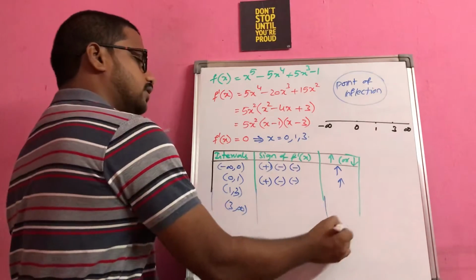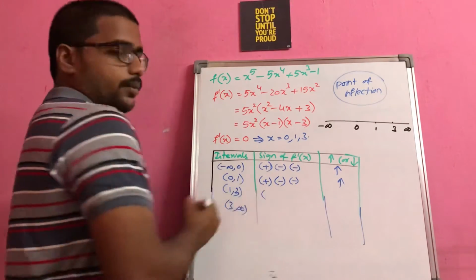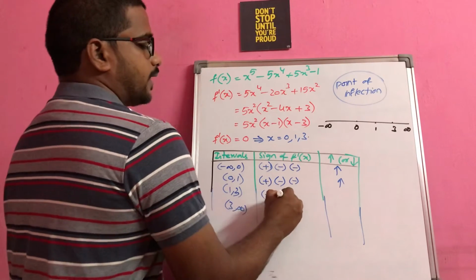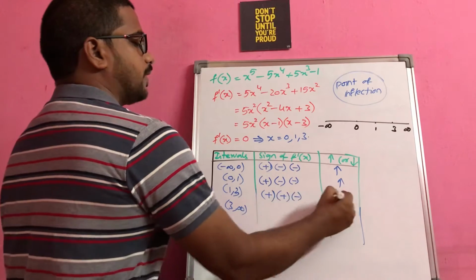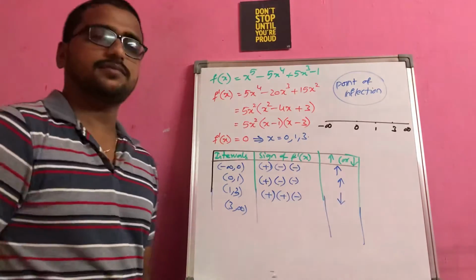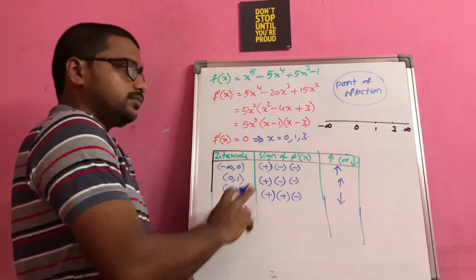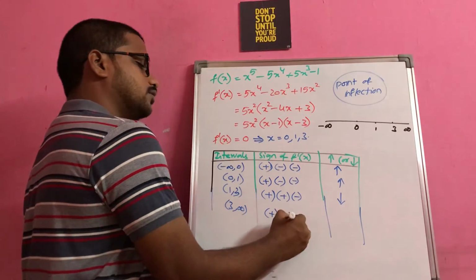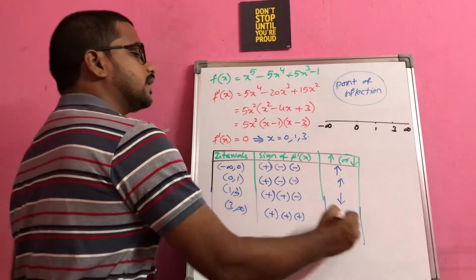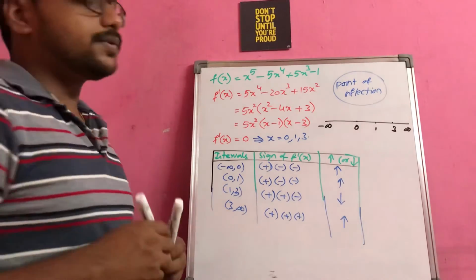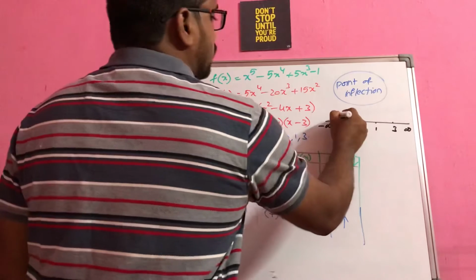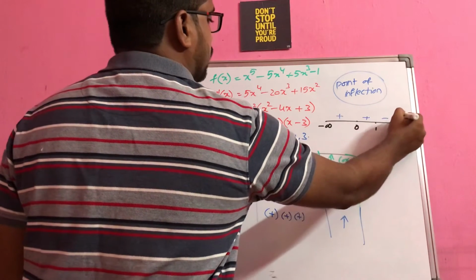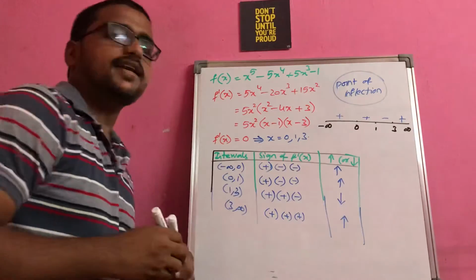Now come to the next one, 1 to 3. I can take 1.5: x square is positive, 1.5 minus 1 is positive, 1.5 minus 3 is negative, so this is decreasing. Take a value from 3 to infinity, say 4: positive, positive, positive, so on the whole it is increasing. So just observe here, this is increasing, this is increasing, this is decreasing, and this is increasing again, right?